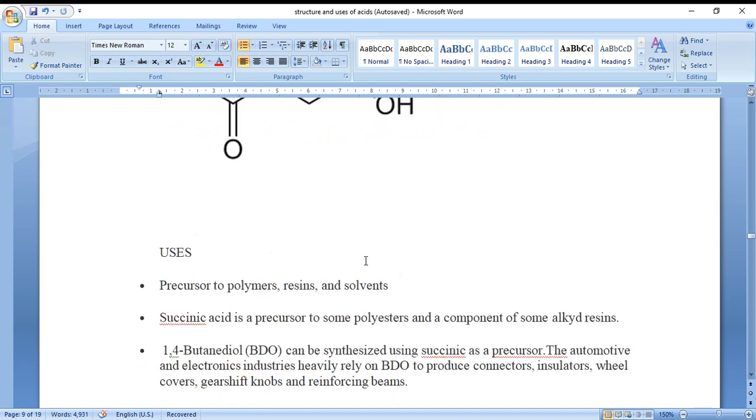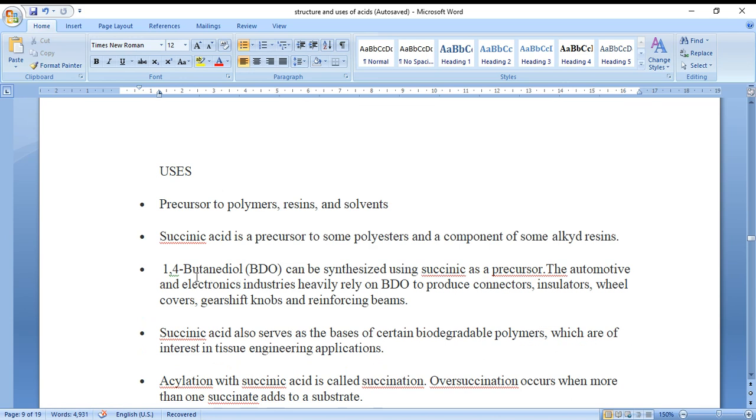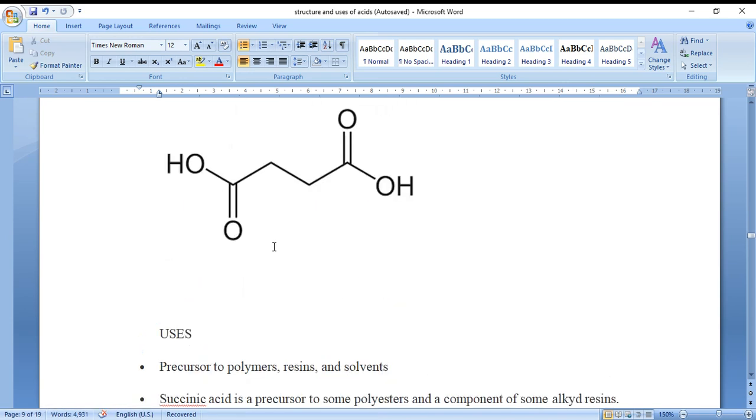Coming to the uses, this can be a precursor to polymers, resins, and solvents. Succinic acid is a precursor to some polyesters and a component of some alkyd resins. And 1,4-butanediol. So what is the name of this compound? In total we have 4 carbons with 2 acids. So we can call it 1,4-butanedioic acid, isn't it?